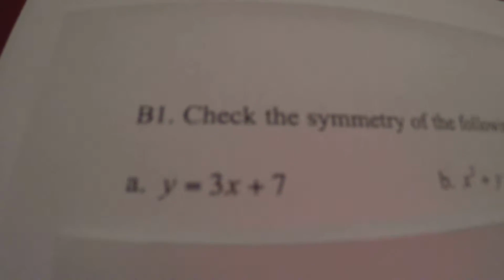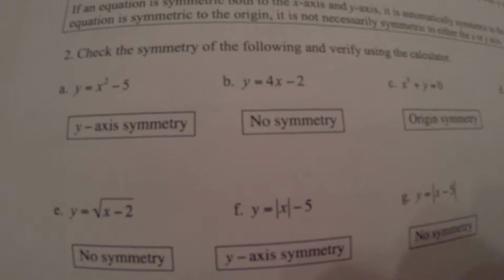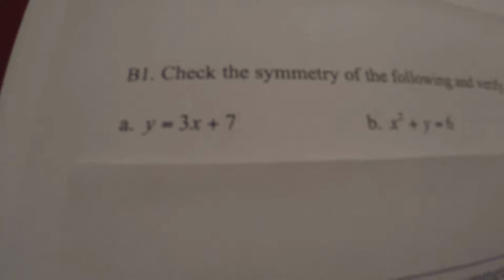Alright, so if we look at B1, y equals 3x plus 7. Let's think about this. Which of these questions from the initial set of problems that we did in class matches B1a? Well, clearly it's the linear equation, which we said is no symmetry. Remember, when we talked about symmetry, we said that if it's a line and you're shifting it up or down, it's going to lose its symmetry with the origin, and that's the only thing that would possibly be true. So this one should have no symmetry, just like this one has no symmetry. And look at that, no symmetry.